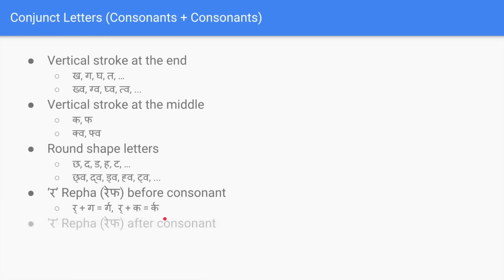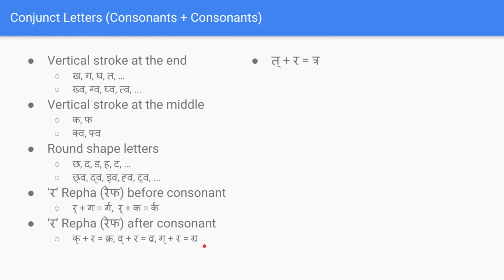And similarly, if ra comes after the consonant, for example ik plus r, a small stroke is given below the ik. So here the ik stroke is different and the ra stroke is different. So it is pronounced as kra, and iv plus ra, vra, and ig plus ra, gra. Hope you got the differences.